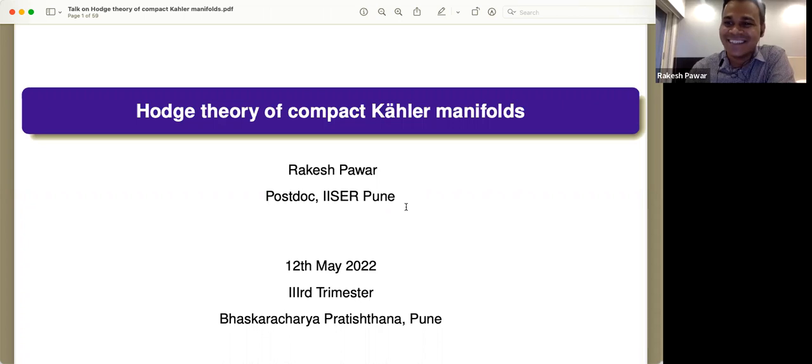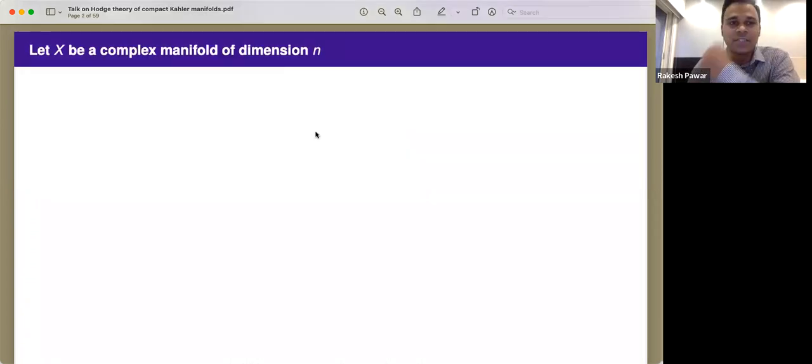Okay, so my goal is to actually prove the theorem that there's a decomposition of singular cohomology of compact Kähler manifolds, and it has a Hodge structure on it. Okay, so I will start with a complex manifold of dimension n.